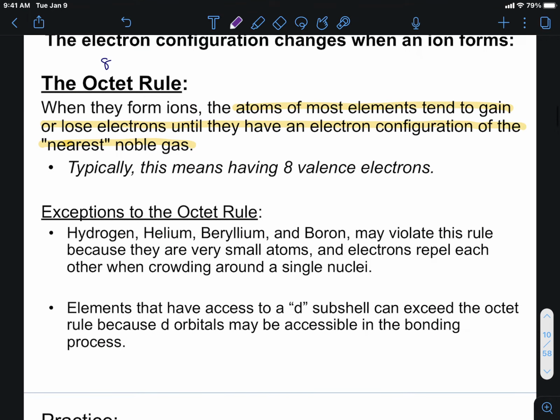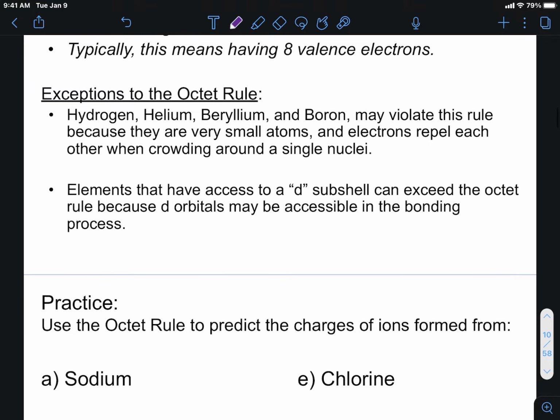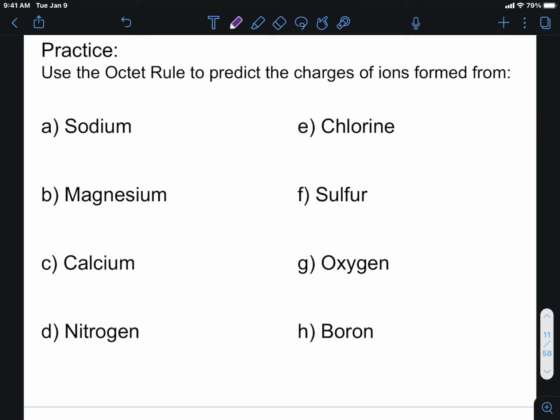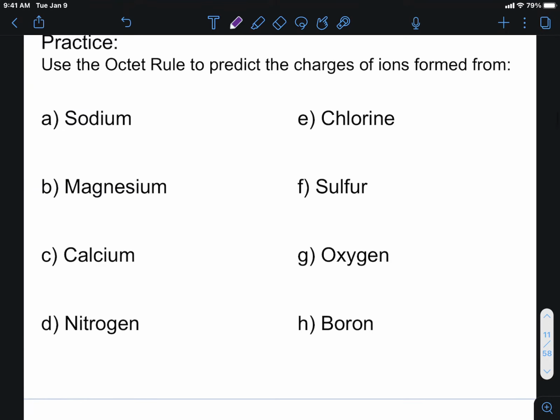Okay. We talked about the octet rule again. Gonna skip exceptions for now. You need to be able to predict the charge on an element. This is essentially based on how many valence electrons it has and what it needs to do to get 8 electrons around it. So sodium. Sodium has 1 valence electron. In order to have 8 valence electrons, sodium can do one of 2 things. It can either lose 1 or gain 7.